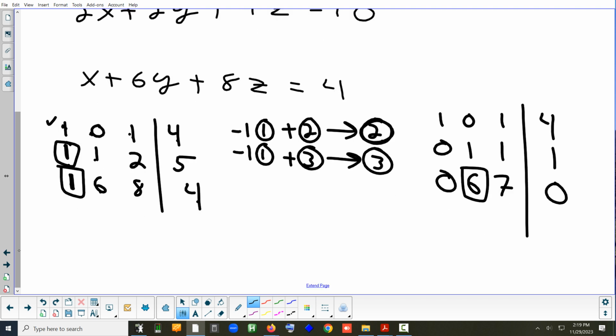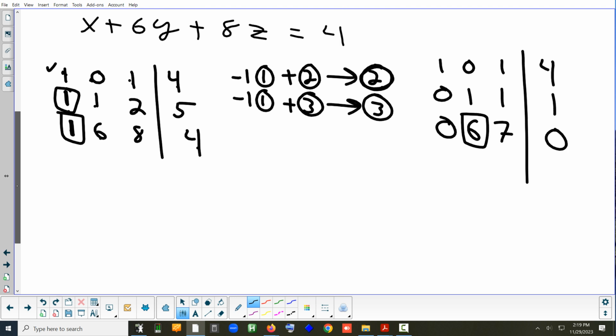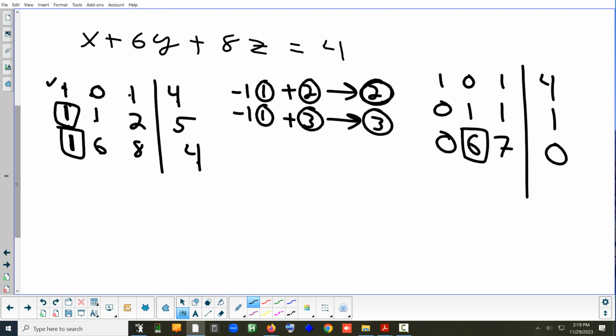So using row 2, what could you multiply row 2 by? -6. Right. And then add it to row 3. You multiply it by -6 and then add them, and the second row won't change because the second row is done for this whole problem. Yep. No more changing the second row.